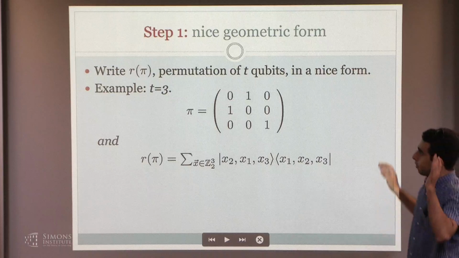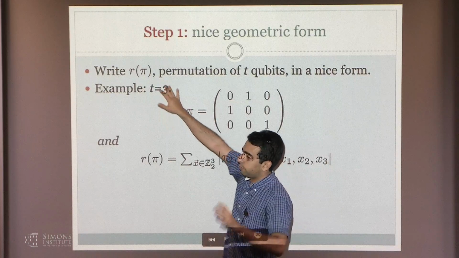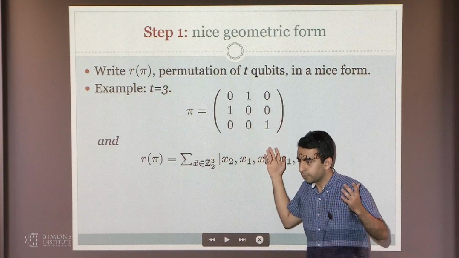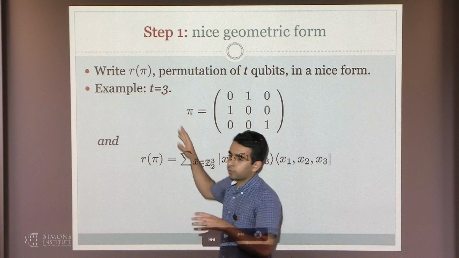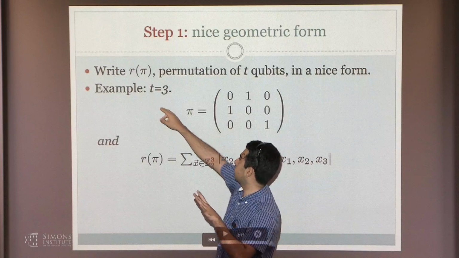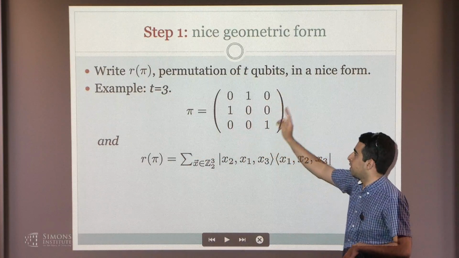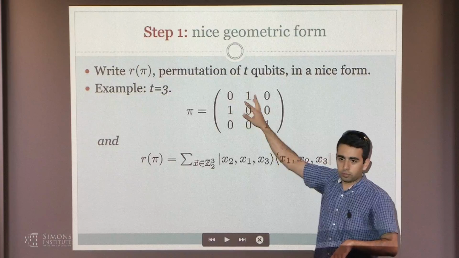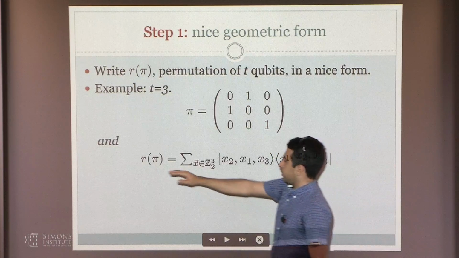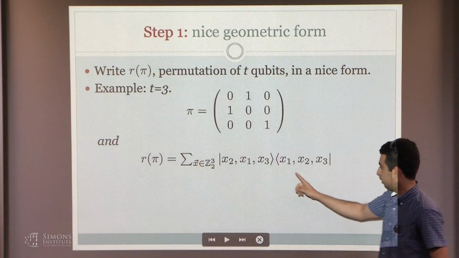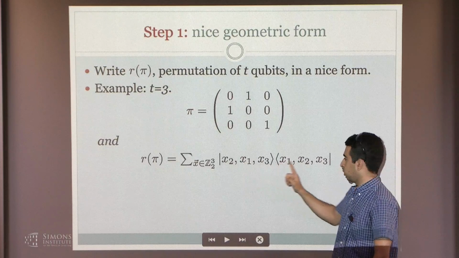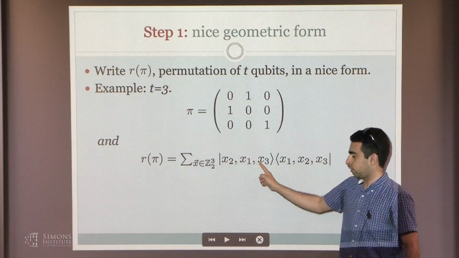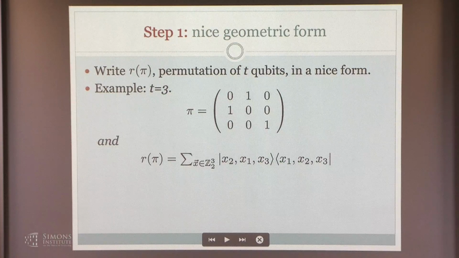The first step is to write the permutation of T qubits in a nice form. Suppose that R(π) is a permutation of T qubits, with T equal to 3, and π is the matrix that swaps the first 2 qubits. I can write it in this form, which is a resolution of identity that sends qubit 1 to qubit 2, qubit 2 to qubit 1, and qubit 3 stays the same. So this is just a permutation matrix of 3 qubits.